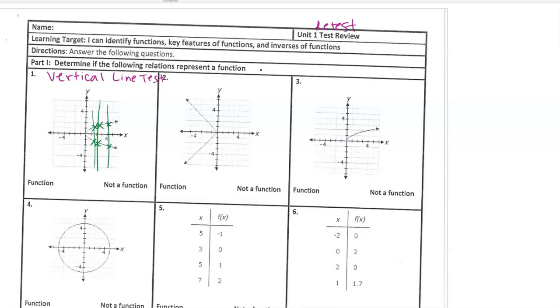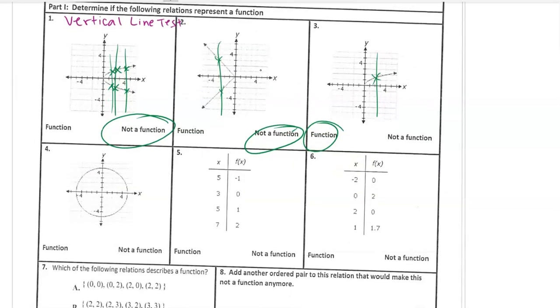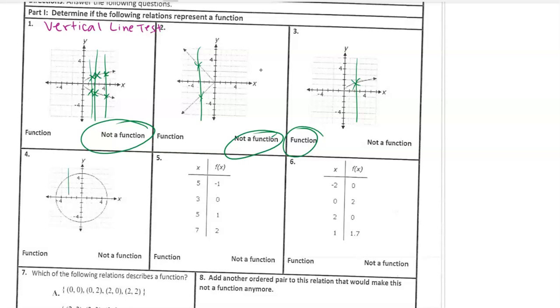Notice how my three vertical lines here all pass through the graph twice, so this is not a function. Same thing here, passes twice, not a function. This one passes once, function. The circle graph passes twice, not a function.